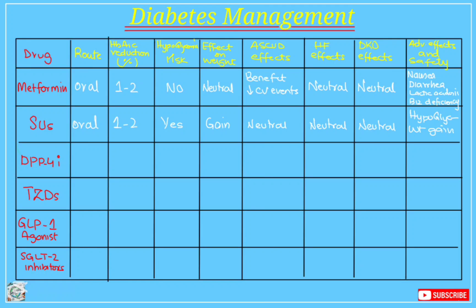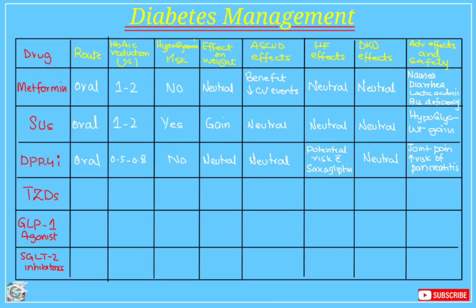Next, DPP-4 inhibitors. These are also taken by mouth and they lower the HbA1c by about 0.5 to 0.8%. The good news though is that they do not cause any risk of hypoglycemia. They are also weight neutral, so they don't cause weight gain or weight loss. They don't have any significant effects on heart disease either, but there is a potential risk of heart failure, particularly with saxagliptin. Another thing to watch out for is joint pain and an increased risk of pancreatitis.